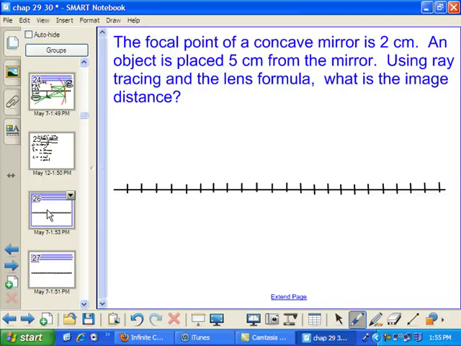All right, so you guys draw in your line. By the way, when you do these real images, I would just put the line way down here. It gives you lots of room to work with.